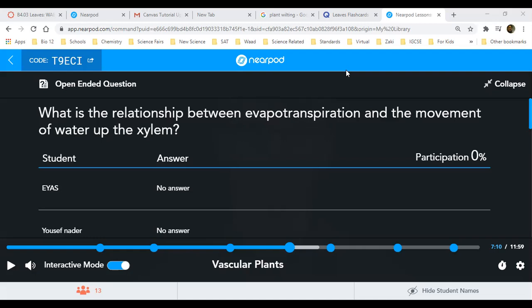So it is the opposite. Yeah, the other way around. You can write that the more the water evaporates from the leaf, the more the xylem's job gets easier in providing the water from the roots to the leaf.